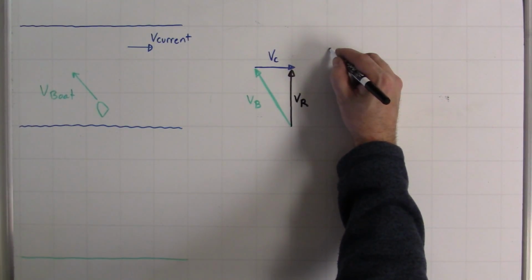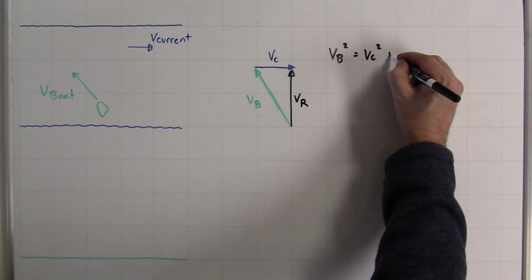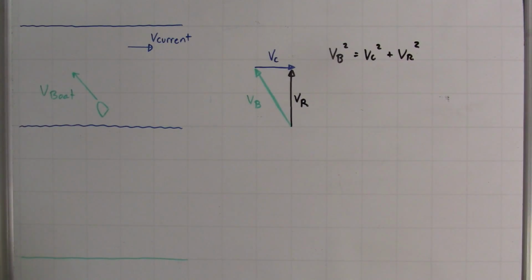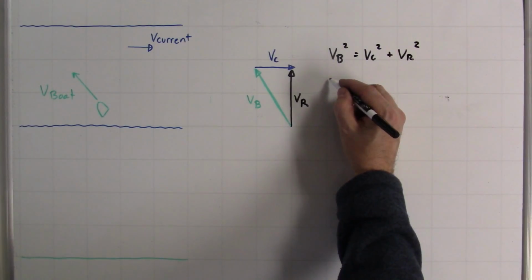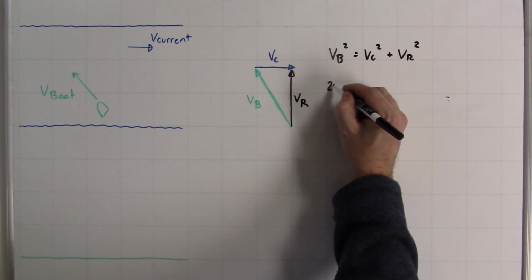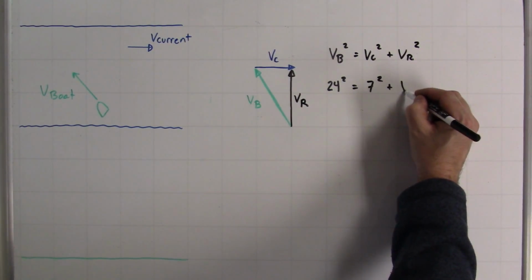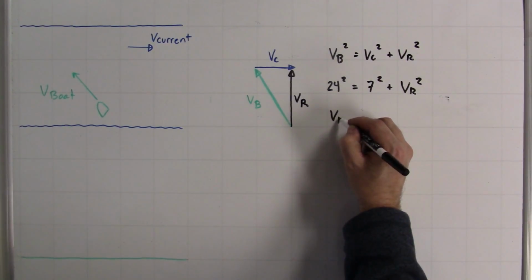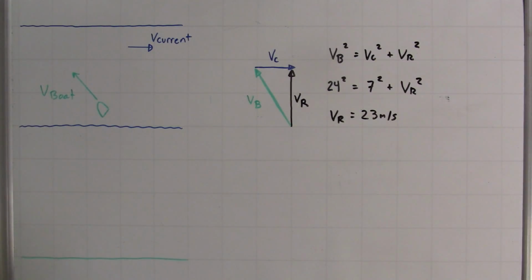What we notice is that this time the velocity of the boat squared is equal to the velocity of the current squared plus the velocity of the resultant squared. And that's a little bit more interesting problem. If I want to solve for this now, I know the boat still has the same velocity, so this is still 24 meters per second squared. This is still 7 squared. And then now this is the resultant squared. If you work this out, it turns out the resultant velocity this time is 23 meters per second.